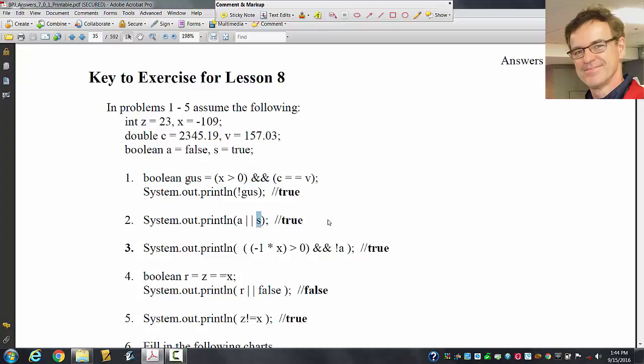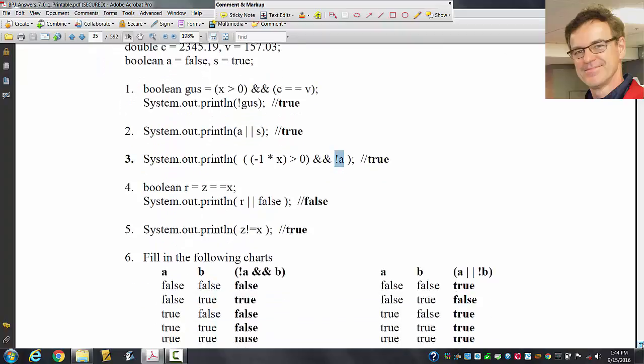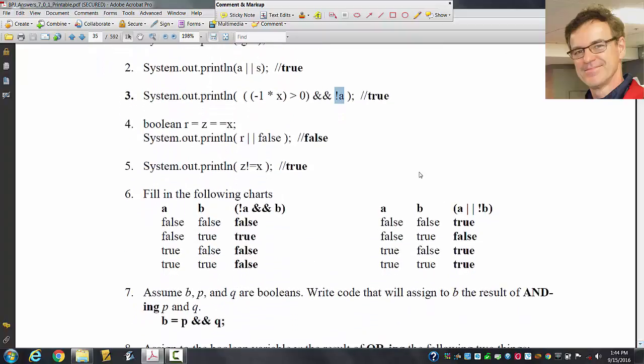Number 3, that's too complicated for the AP exam and therefore too complicated for our class too. It's quite doable. Is minus 1 times x bigger than 0? Let's see, minus 1 times x gives you a positive 109, right? Is 109 bigger than 0? Yes, it is. That's true. And then not a means not false. Therefore, it's true. So we have true and true make it true. So of course it's right, but it's a little too weird looking for the AP exam. They don't try and fool us with cryptic code like that.